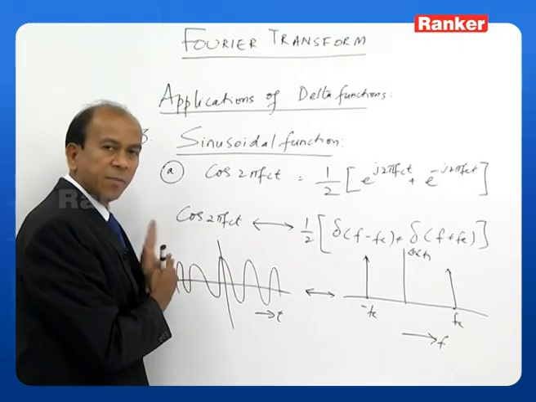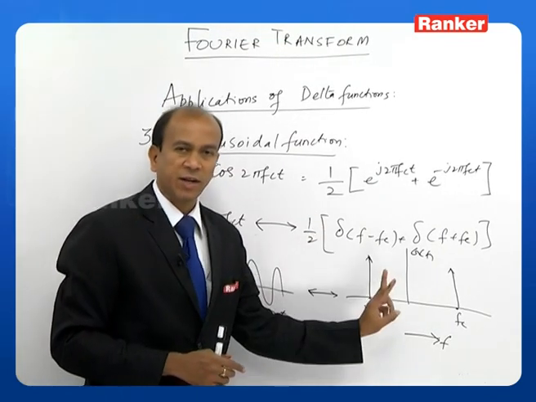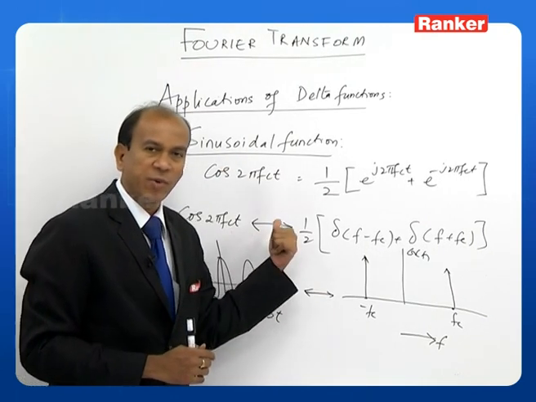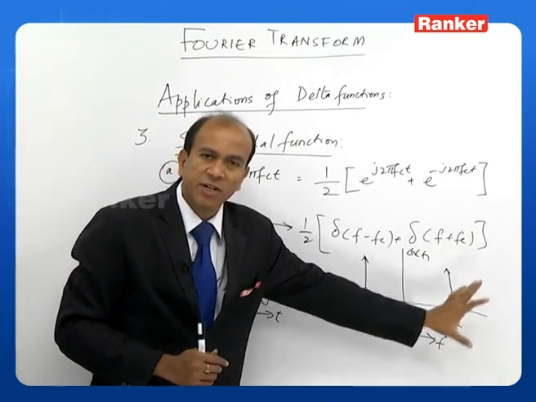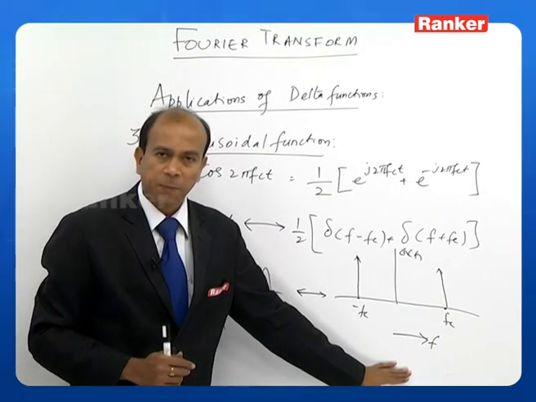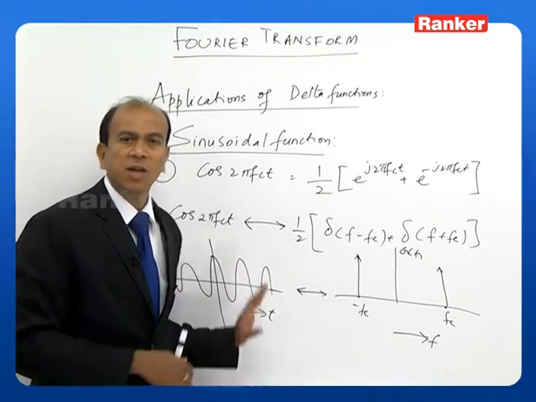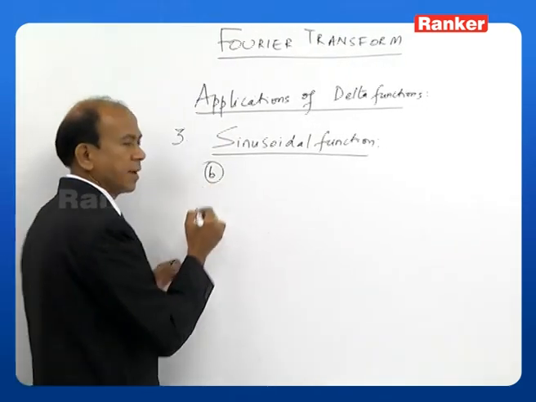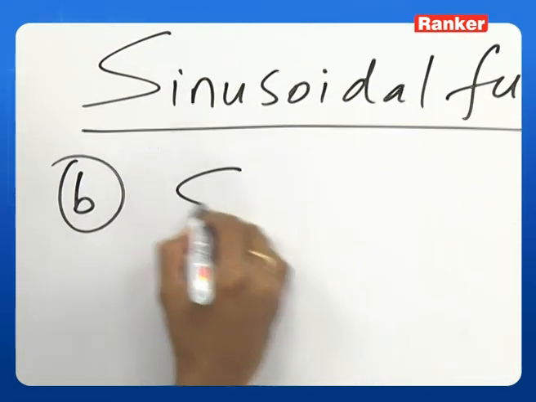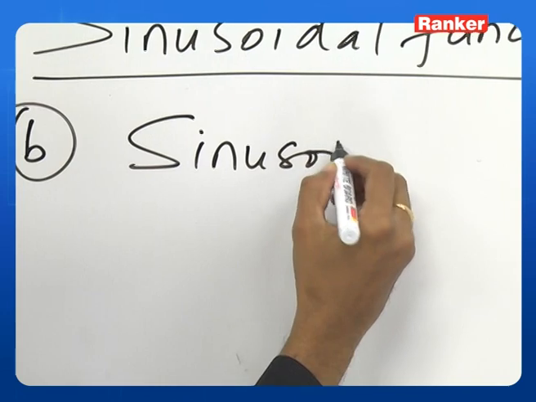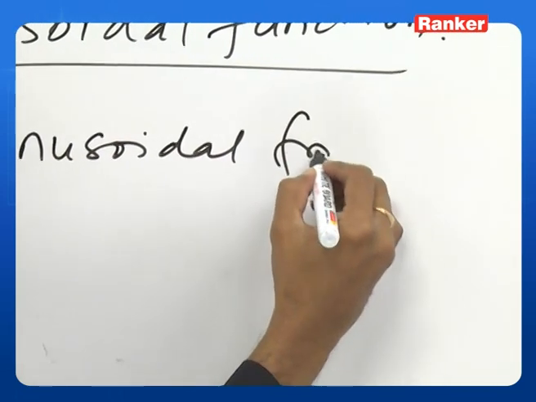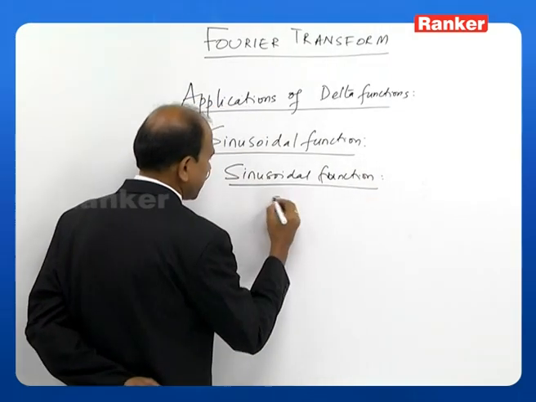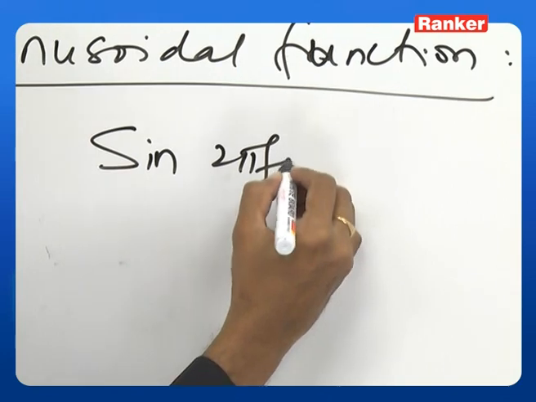So, a cosine function in time domain is translated into two delta functions existing at plus fc and minus fc for a function which is cos 2 pi fct. So, this is the Fourier transform in the frequency domain. I repeat, this is the Fourier transform of a cosine function. Similarly, let us look at a sinusoidal function, that is sine 2 pi fct.